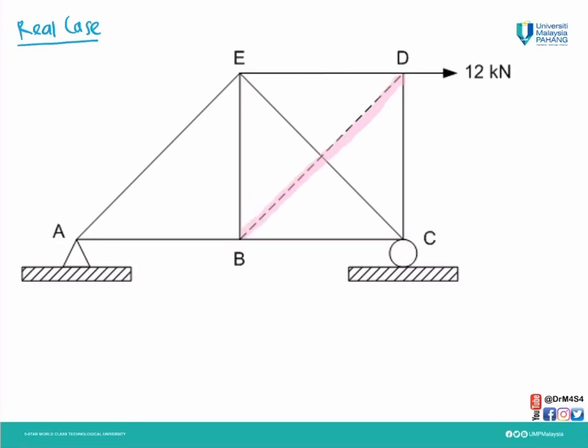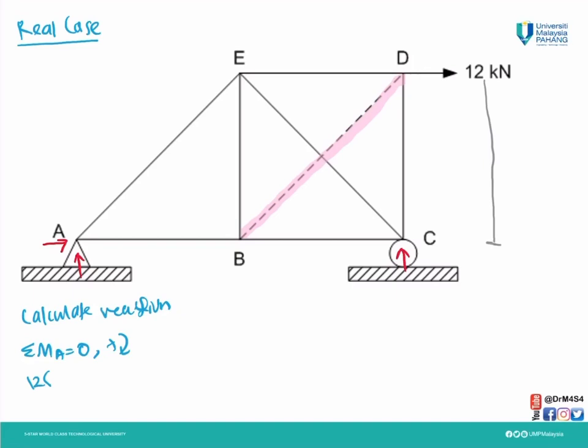First of all, you need to calculate the reaction for the overall structure. For the pin, we have Y and X reaction. Also, for the roller we have Y reaction. We take summation of moment at A equal to 0, positive clockwise. Our external force is 12 kN times 3 meter. We know this height is 3 meter. Minus the reaction at C.